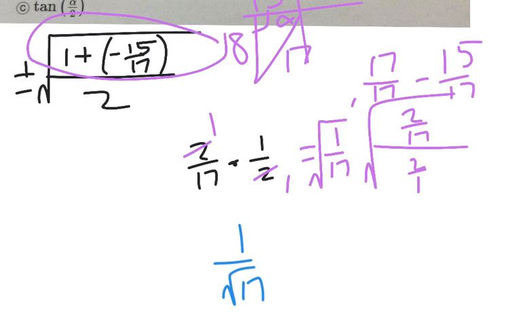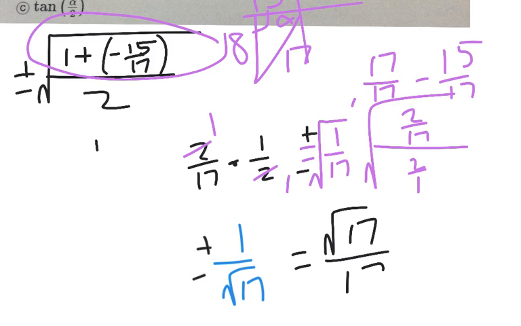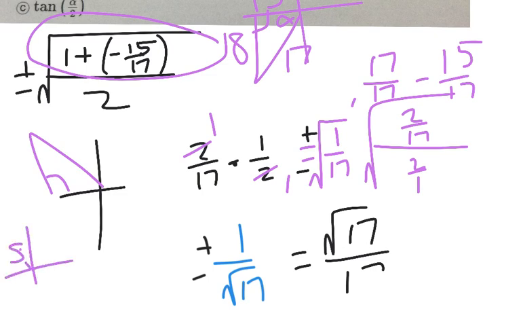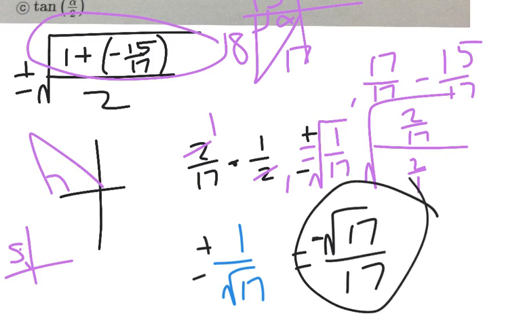This can't be my final answer though, because it has a square root in the denominator. So I have to multiply by radical 17 on top and bottom. So this is radical 17 over 17. And again, this was all plus or minus. Now, for the same logic we figured out before, this means alpha over 2 must be in the second quadrant. Being in the second quadrant means cosine should be negative. So this should be negative radical 17 over 17.